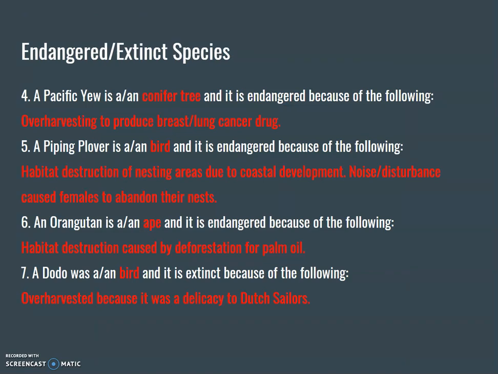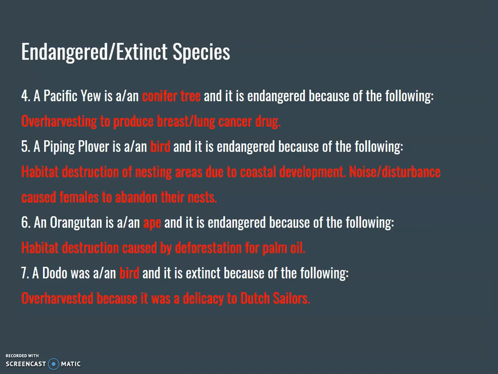Here's a couple that we need to fill in. A Pacific yew is a conifer or some sort of pine tree, and it's endangered because it's been over-harvested to produce breast and lung cancer drugs. A piping plover is a bird that is endangered because of habitat destruction of the nesting areas due to coastal development. So you might see piping plover signs at the beach. I know I saw a lot of them. Noise and disturbance cause the females to abandon their nests, so it's become endangered because of that.